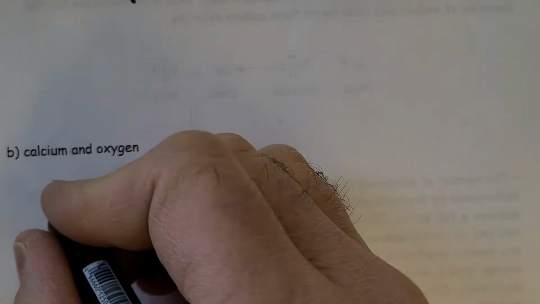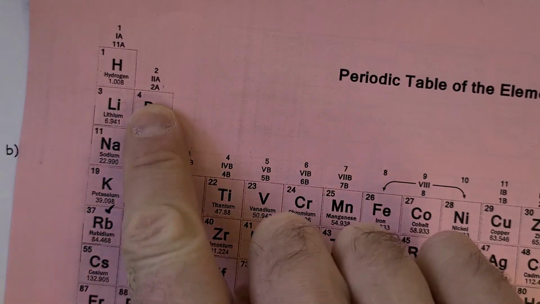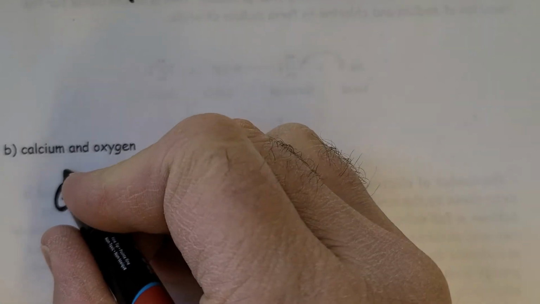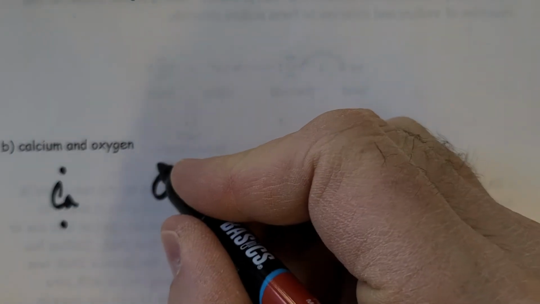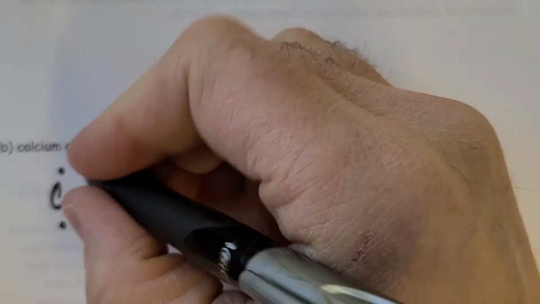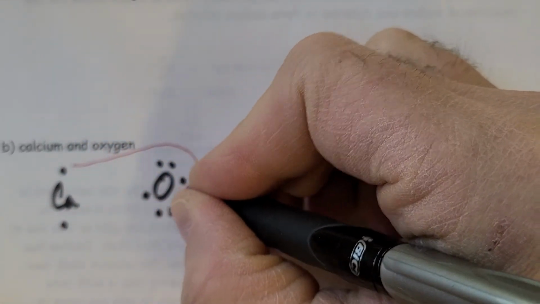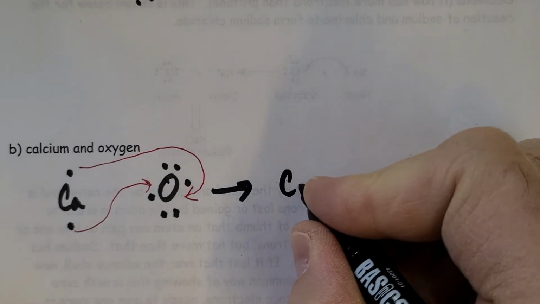So go to the next one. Calcium and oxygen. Of course, calcium is over here. It's a group 2. And oxygen, we've done that one before. It's a group 6, so it has 6 valence electrons. 1, 2, 3, 4, 5, 6. So of course calcium is going to want to lose, because it's a metal. It's easier to lose than gain. And look at that, it works out perfect. So calcium is going to be losing 2.